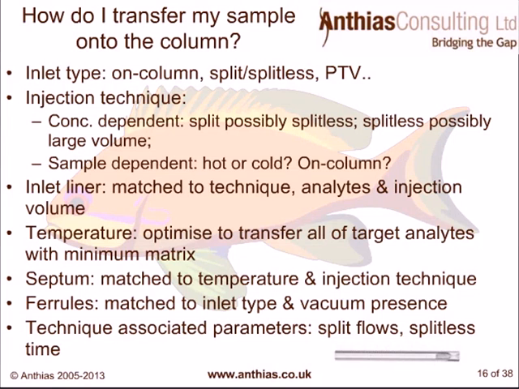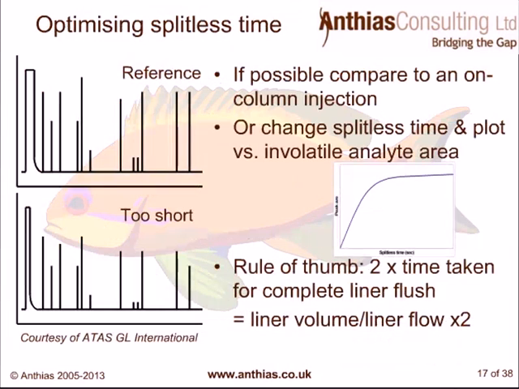And then, of course, we've got all the associated parameters with our techniques, things like split flows and splitless time. So when we're optimizing our splitless time, for example, if possible, we compare it to an on-column injection. So you can see on here, this is our reference chromatogram. We can see, first of all, the size of the peaks, but also the relative heights of those peaks. We could then gradually increase our splitless time or even reduce it.